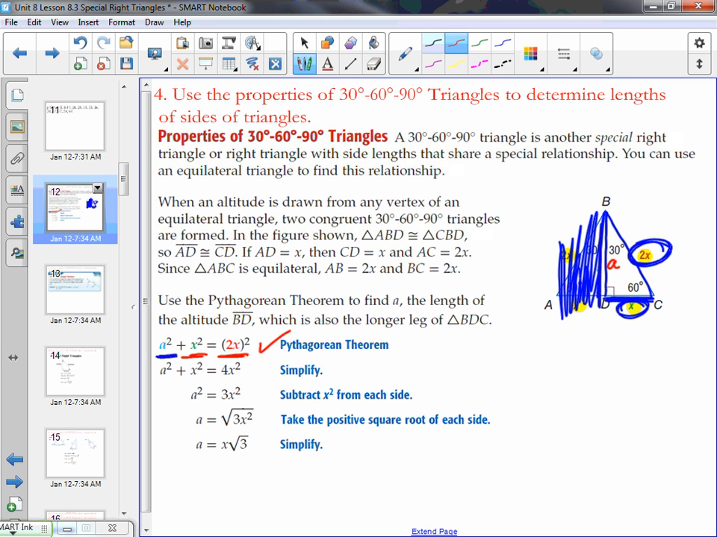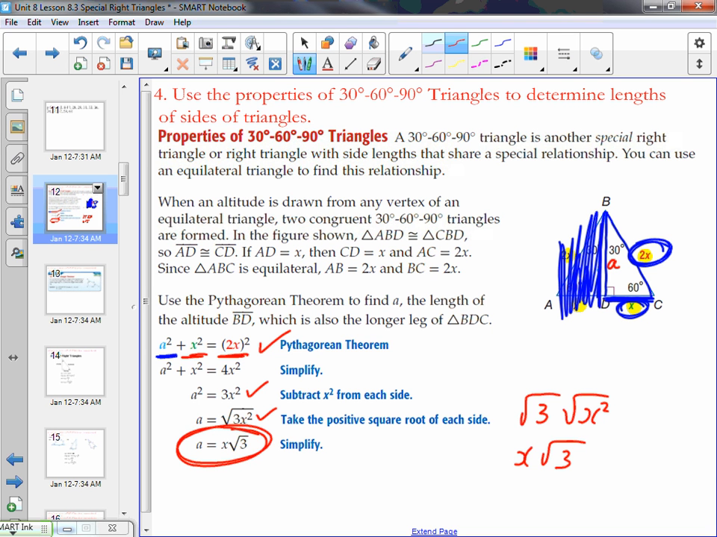Kind of like the problem we did just a few minutes ago. Subtract x squared from both sides, and we get that. Take the square root of both sides, and we get that. Simplify that square root, because that's the square root of 3 times the square root of x squared, so that's x square root of 3. And look what we have.